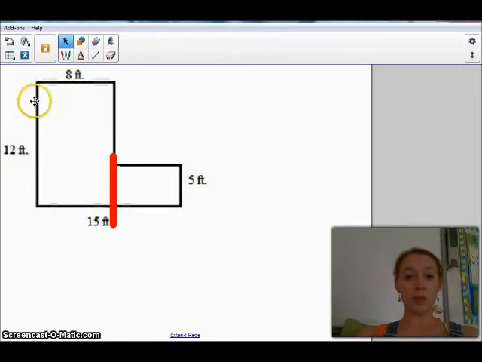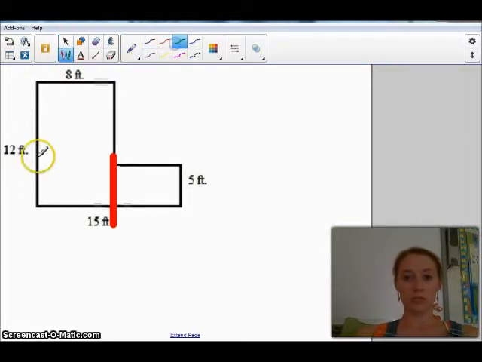So I know this one is 12 by 8. Let's write that down. 12 times 8. Because this side is 12 and this side is 8. Well, let me think about that. On this quadrilateral, I know this one is 5.